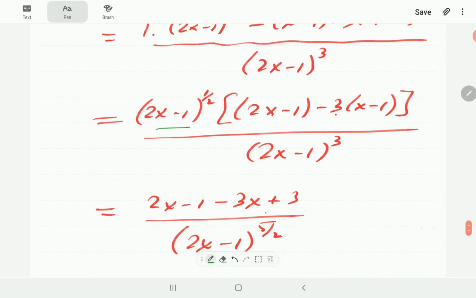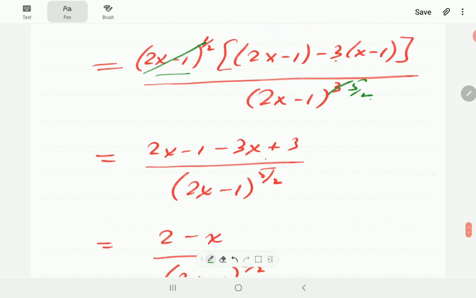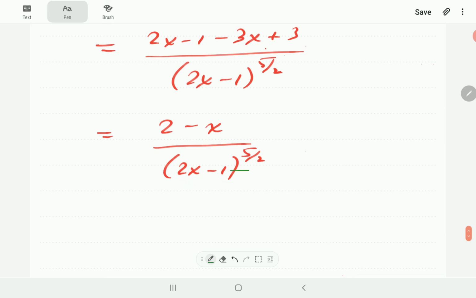Then we divide this into that. So that's going to be 2.5, which is the same as 5 halves. And then if we simplify the terms inside the square brackets there, it simplifies to 2 minus x, and that is our denominator.